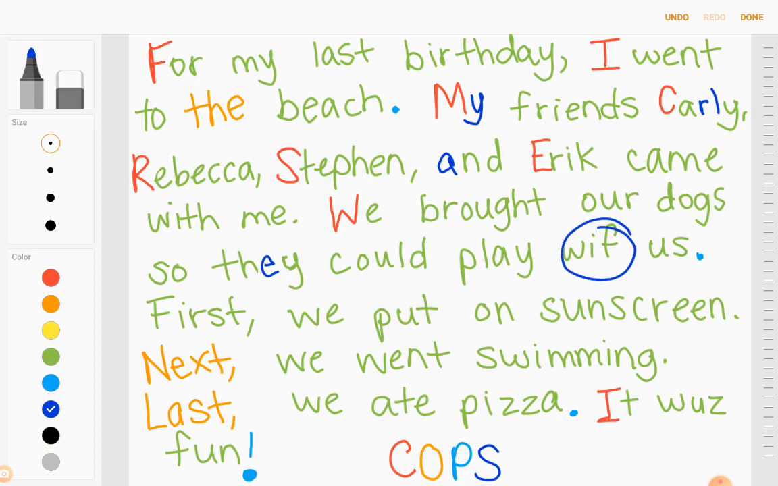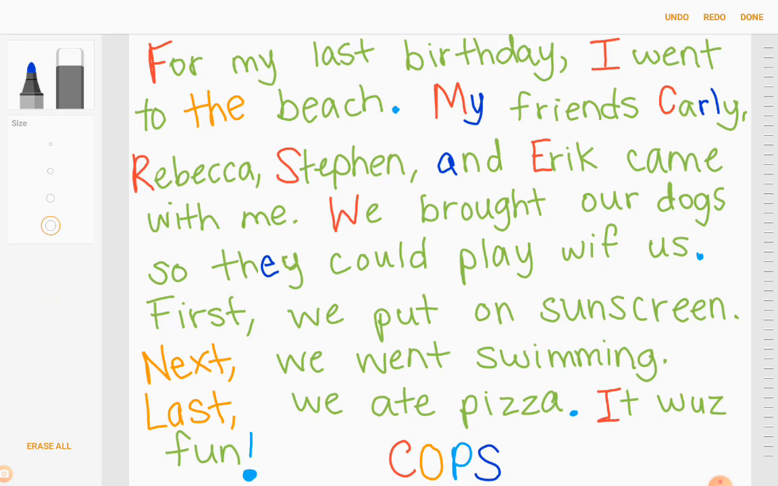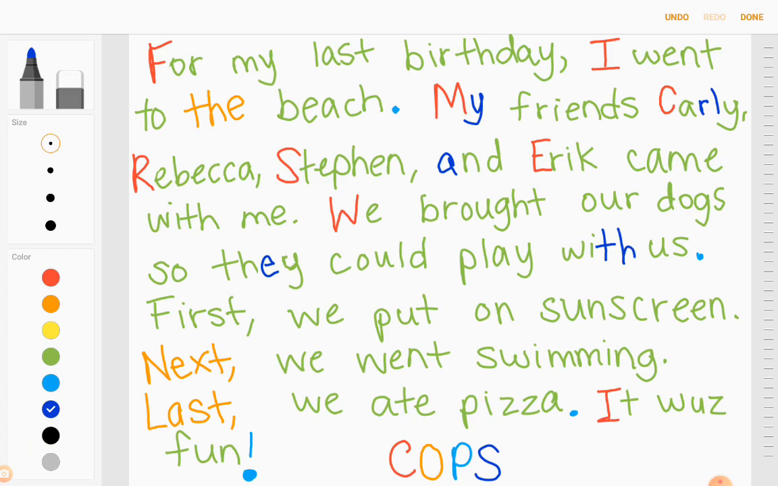We brought our dogs so they could play with. Not with. How do we spell the word with? It's one of our sight words. W-I-T-H. We brought our dogs so they could play with us. First, we put on sunscreen. Next, we went swimming. Last, we ate pizza. It was. Was is one of our sight words. How do we spell was? W-A-S. It was fun. All right, I think we completed COPS.